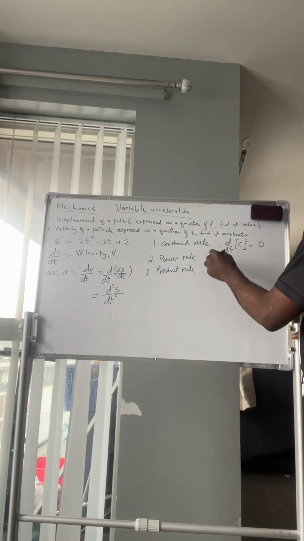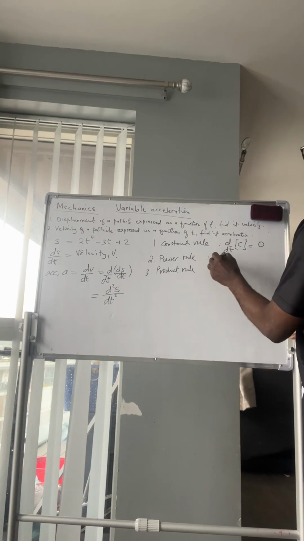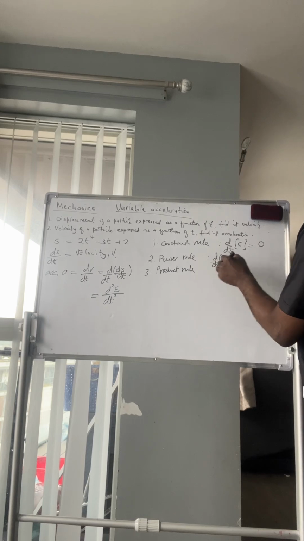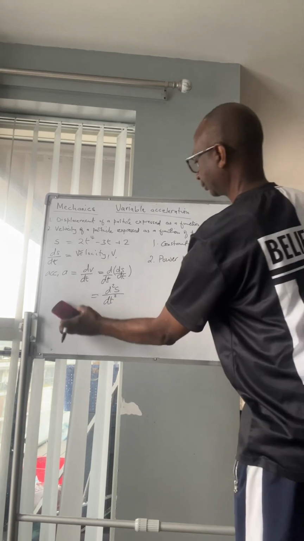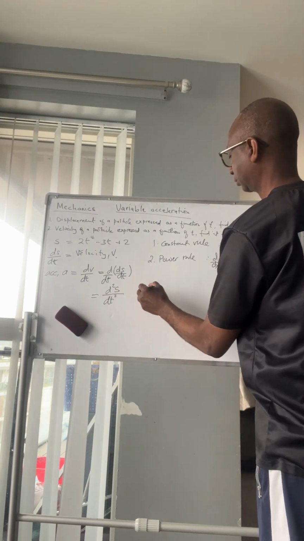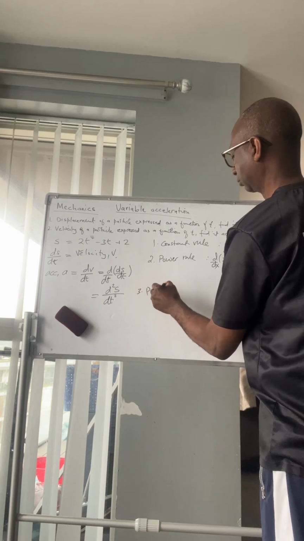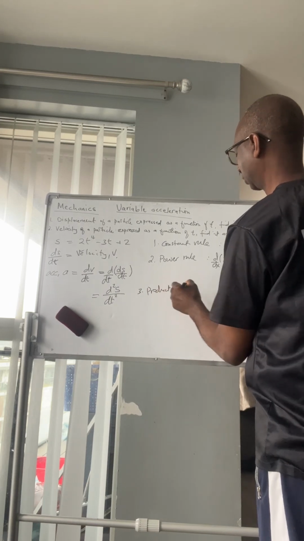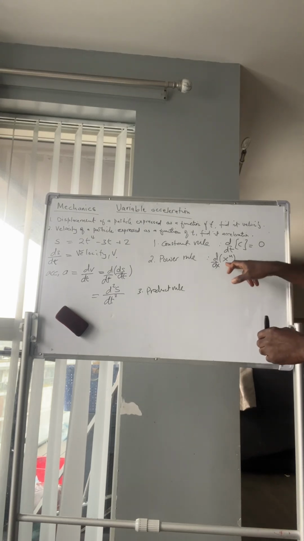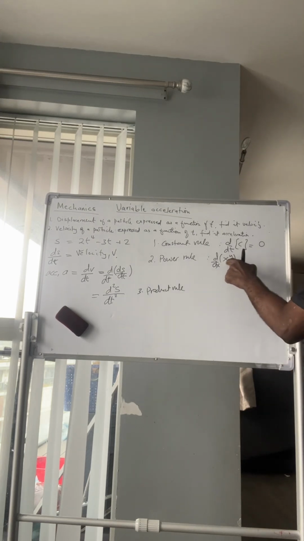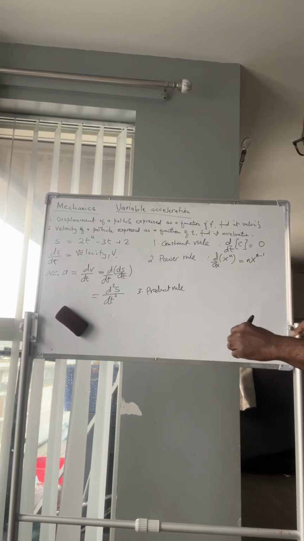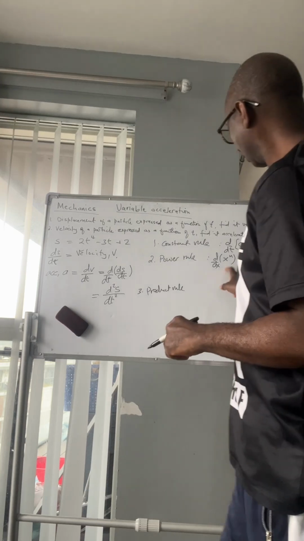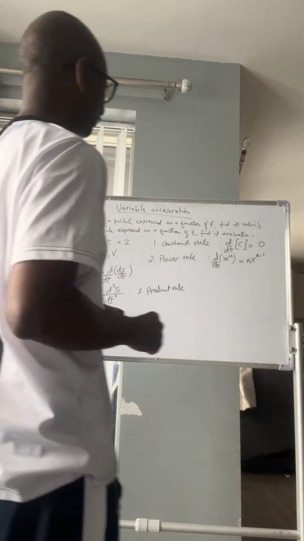Here, you are given a function, d dx of x to the power n. You want to differentiate this power. What do you get? You get n x to the n minus 1. This is what you get. So given that function here, you want to differentiate it.